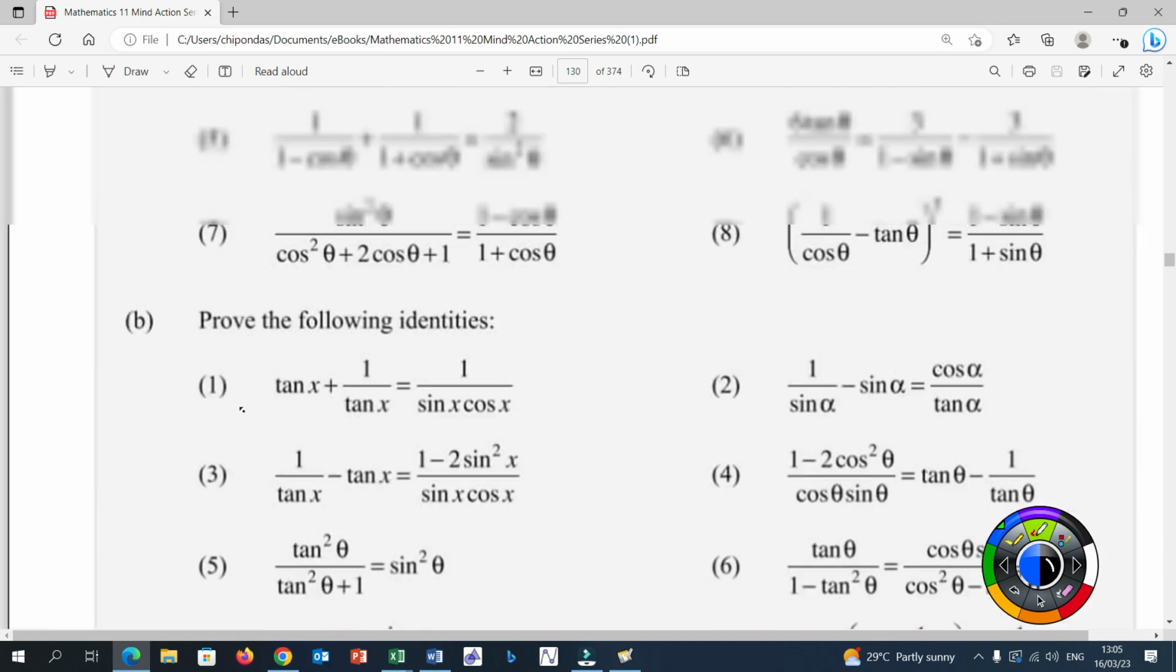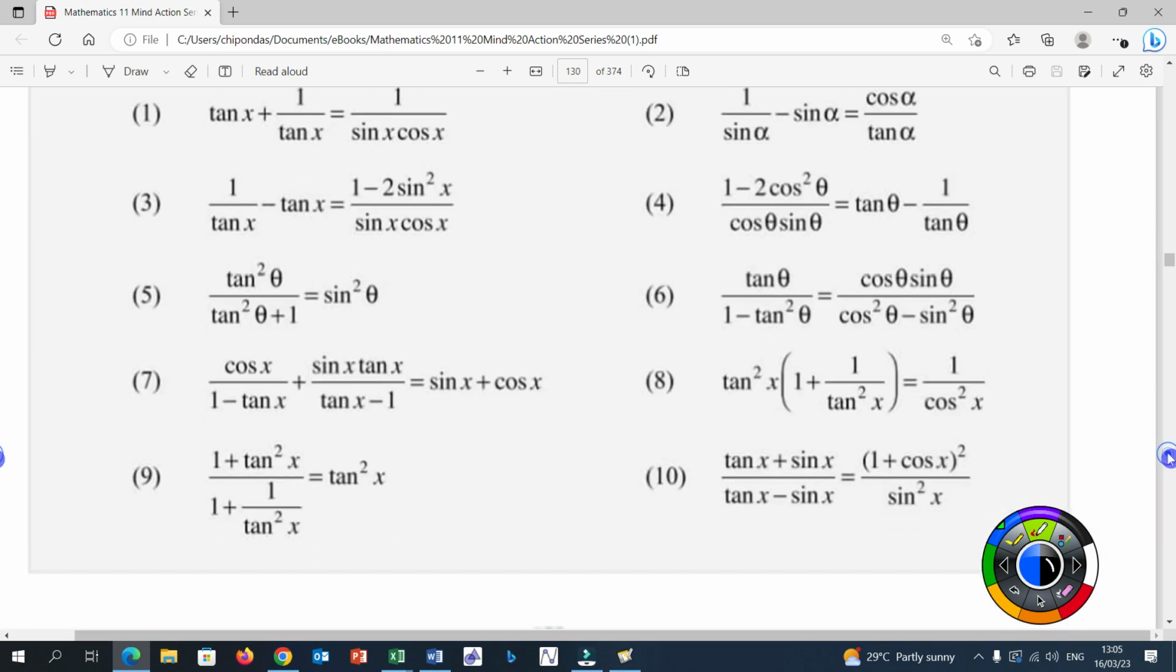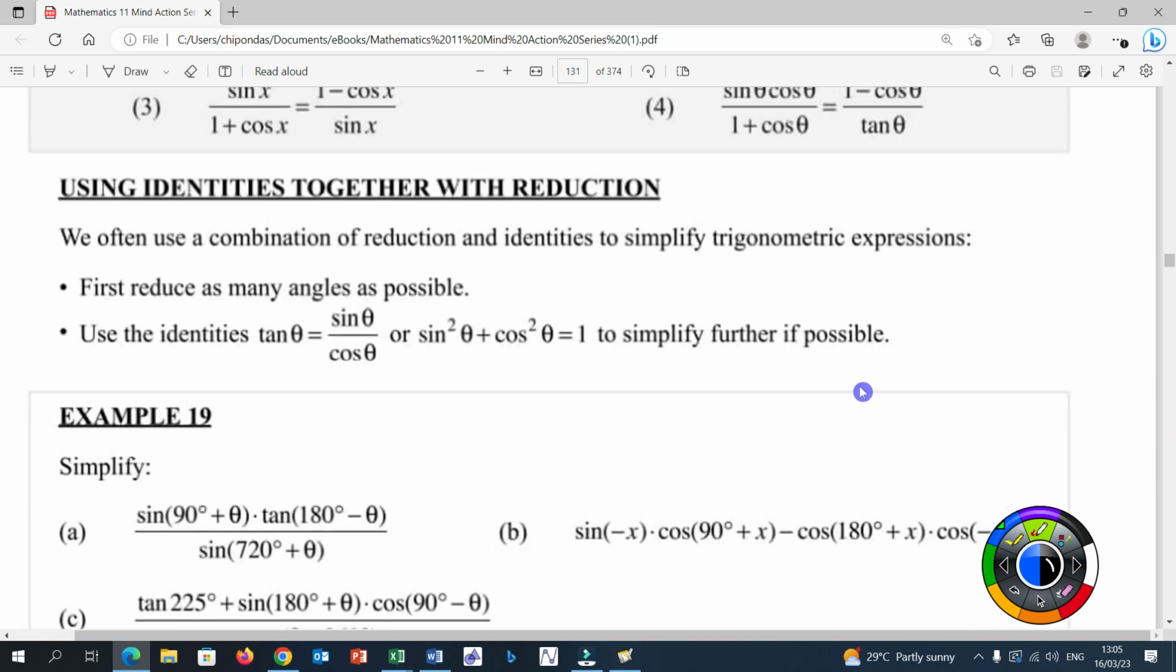Okay, your textbook is a very good textbook and you are the first group to use it. No, I'm serious. Okay, so write this heading, using identities together with reduction. This is one of the best textbooks out there at the moment.